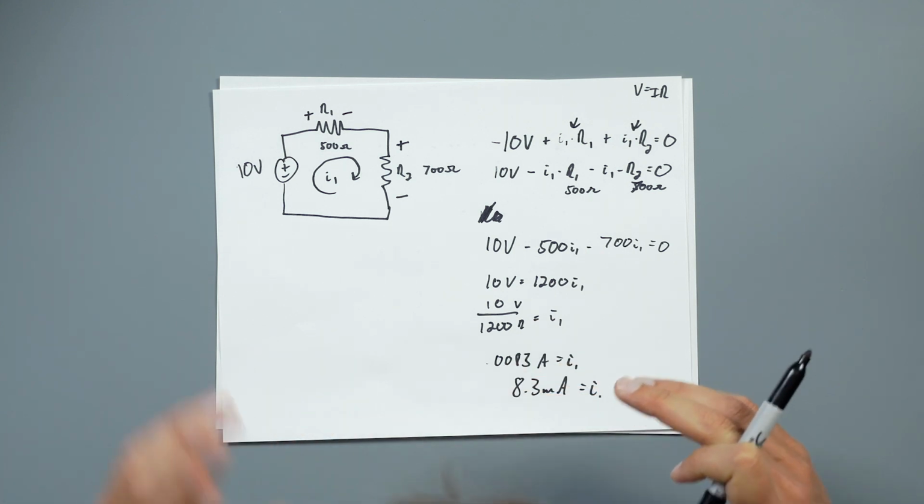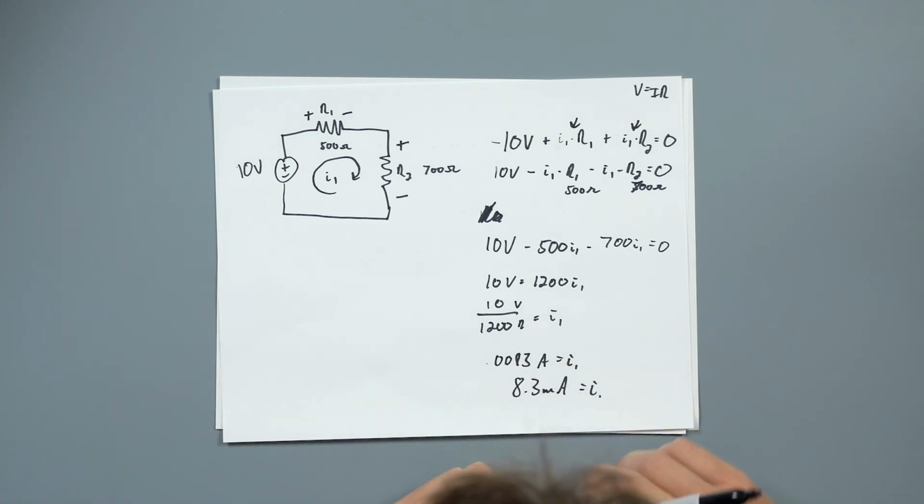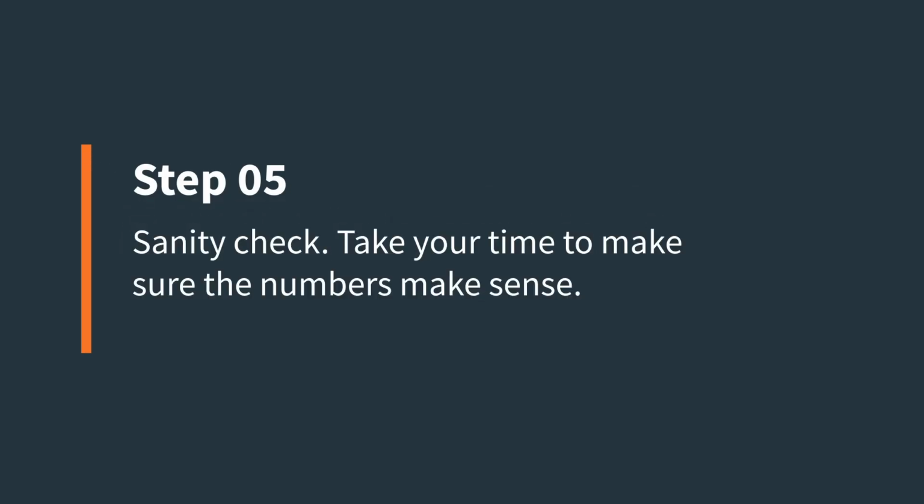We need to do that final sanity check. So as I mentioned earlier, we're expecting 10 volts. We're expecting 10 volts over approximately a little bit over 1,000 ohms.